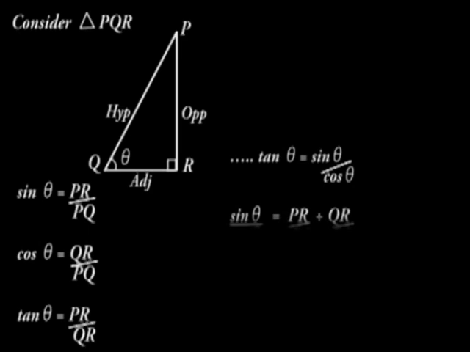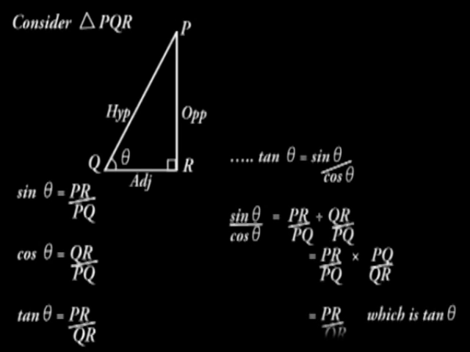We can show that tan theta is equal to sin theta over cos theta. From the above, sin theta over cos theta is equal to PR over PQ divided by QR over PQ. If we do cross multiplication, we'll end up with sin theta over cos theta is equal to PR over QR, which is tan theta.